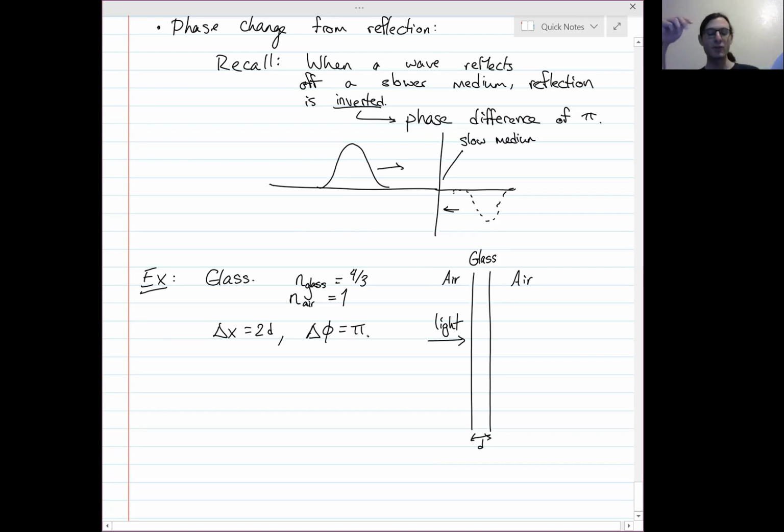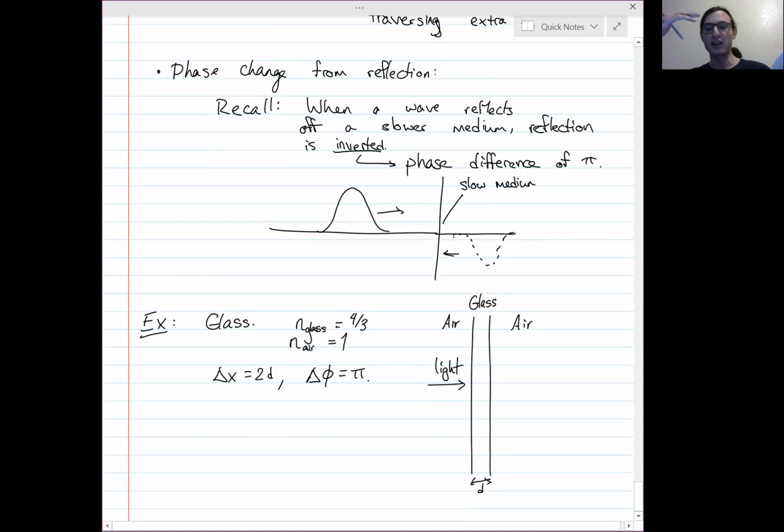Now let's think about that for a minute. Why is delta phi equal to pi? Well, we know that the light speed is slower in glass than in air, because it has a higher index of refraction. So the first interface, this interface here, produces an inversion, because the light reflects off of an interface that's going from fast to slow. And when the light reflects off of this side, we have no inversion, because this is light reflecting off of an interface where the speed goes from slow to fast. You have an upright wave.